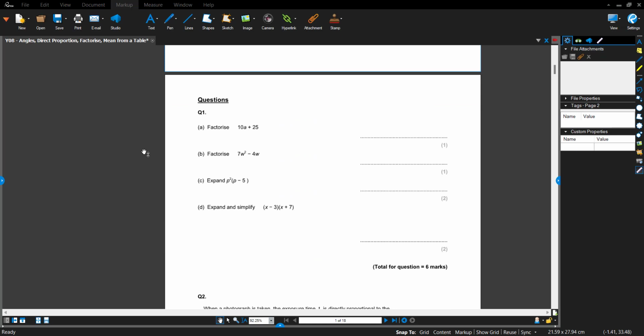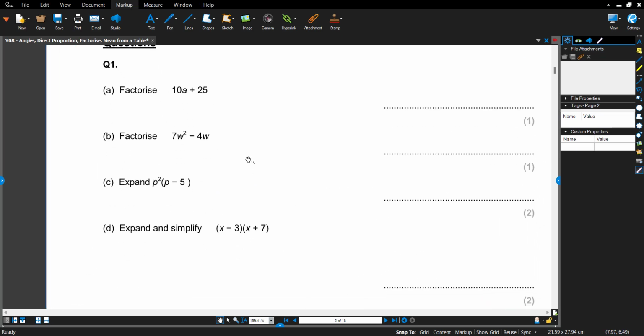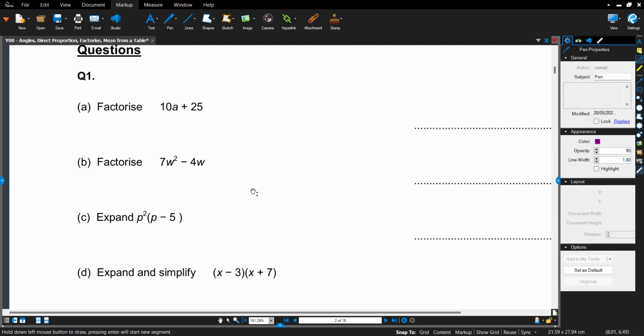Here we go. So the first one, we do some factorization. This is going to be very fast because it's not too difficult. So let's look at the first one here, question 1A. What you have to do is first look at the numbers and take out the common factor, and then you look at the letters and take out the common factor. All right, let's have a look at this.